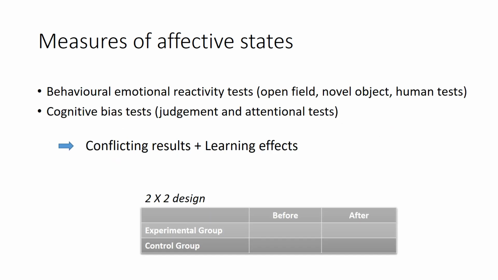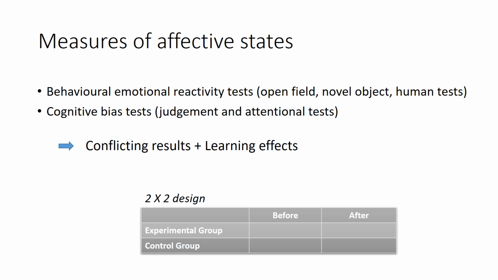In sheep, different behavioral tests inspired by the rodent literature have been used, including the open field test, the novel object test, and the unknown human test. Cognitive bias tests, including judgment and attentional tests, have also been developed. However, the behavioral approaches have provided conflicting results in sheep. In addition, they are prone to learning effects.